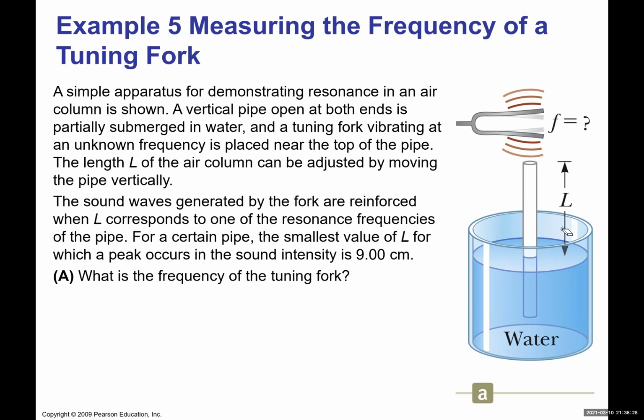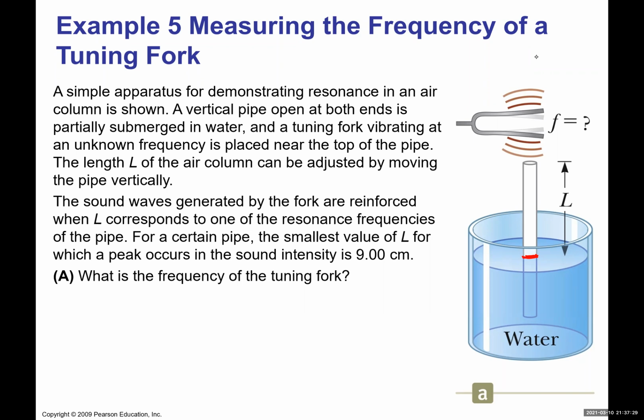The length L of the air column can be adjusted by moving the pipe vertically. That means this is basically the level of water. This is something we learned in the fluids chapter, in physics 37. When you have two containers that are connected, like over here, their water level is exactly the same. So the water level in this pipe is exactly the same as the water level in this container.